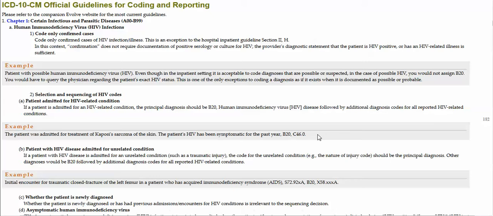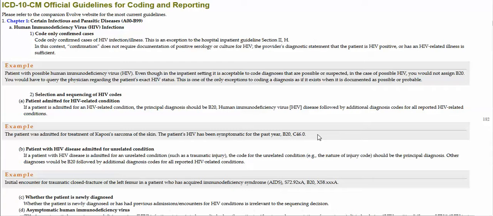Hi, what we're going to talk about right now is our HIV coding guidelines. Those are found in section 1.C.1.A of your official coding guidelines. And the first one that we're going to talk about is number 1 here, code only confirmed cases.